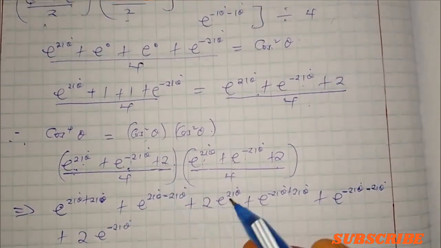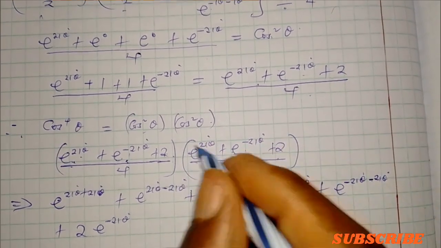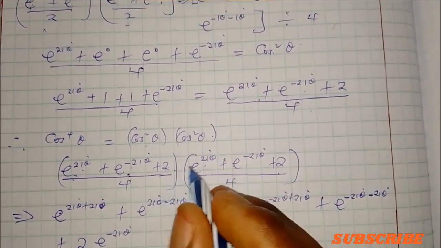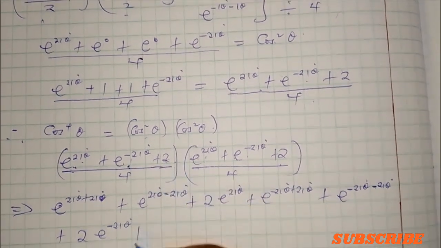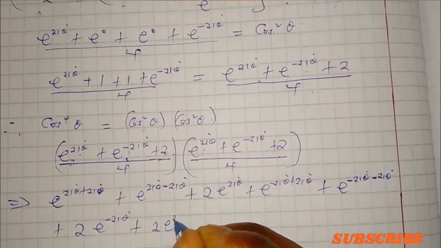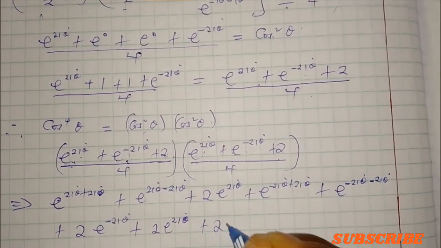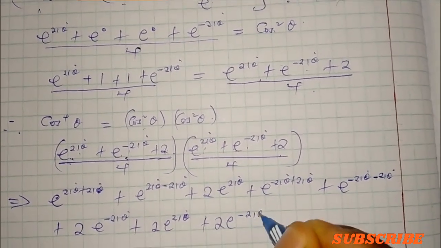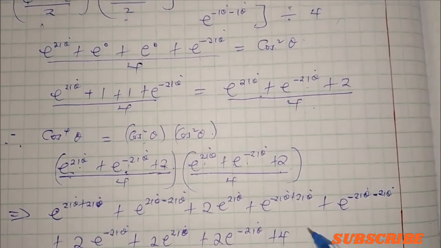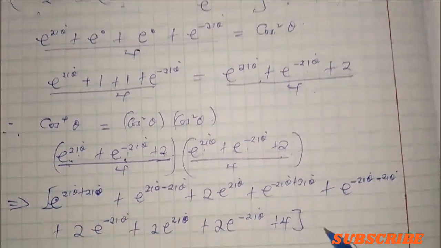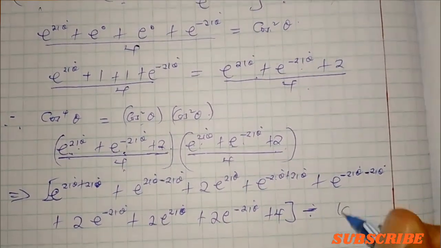We move to this one. Now we multiply this by each term in this bracket on the numerator part. This times this, you get 2e raised to the power 2i theta. This times this, plus 2e raised to the power negative 2i theta. This times this, we get 4. Then the whole of this we divide by 4 times 4, which is 16.